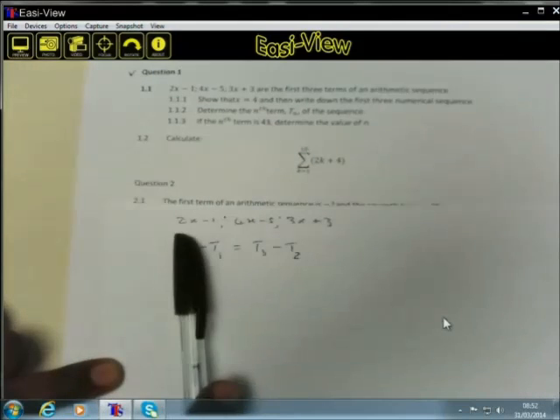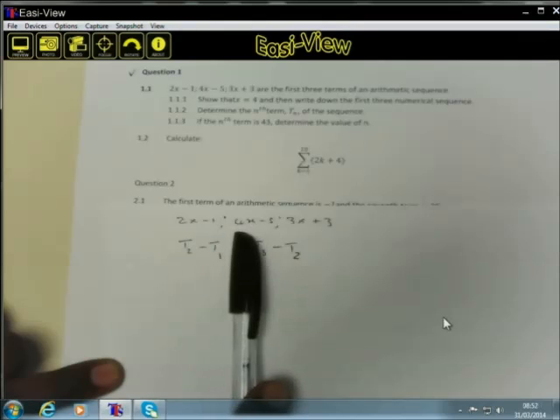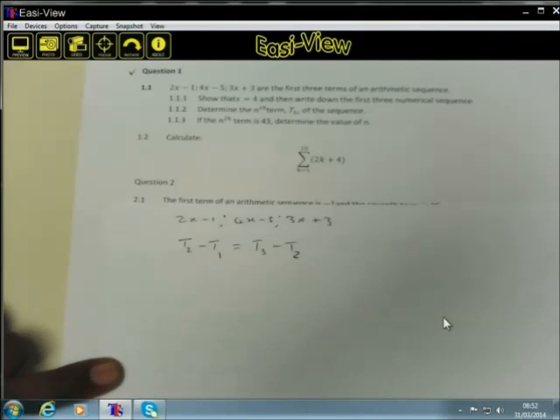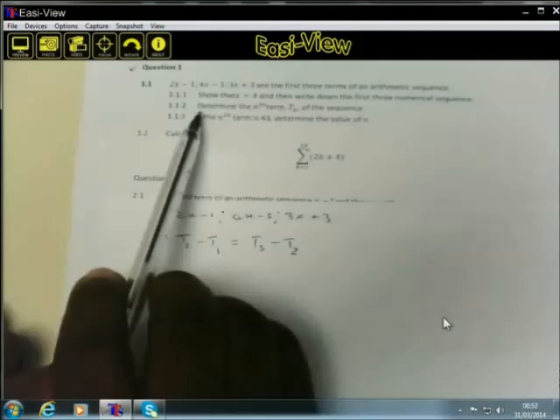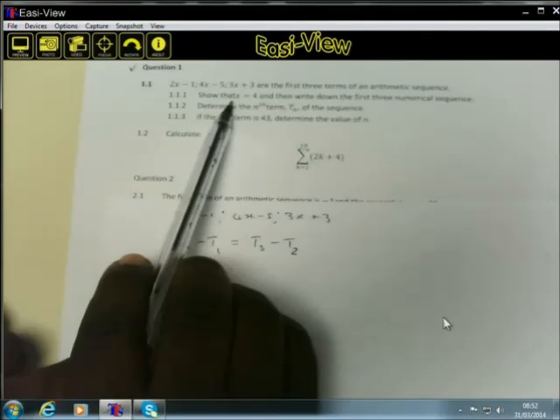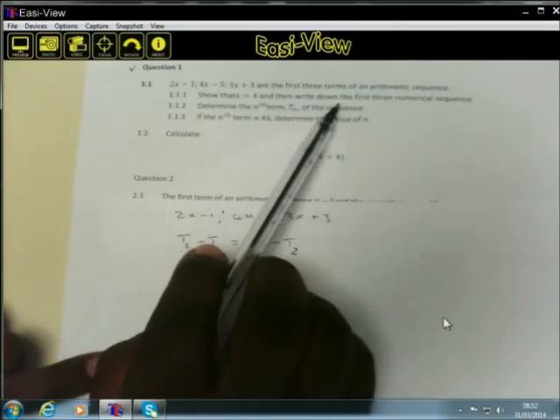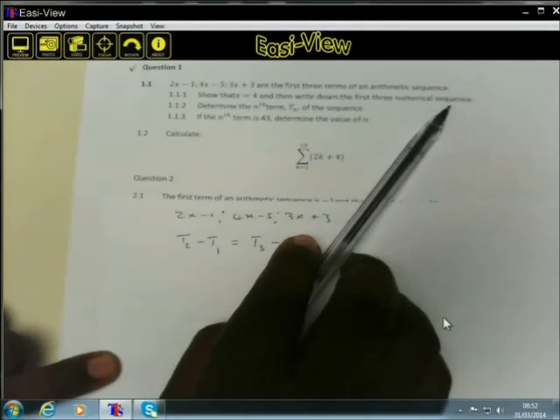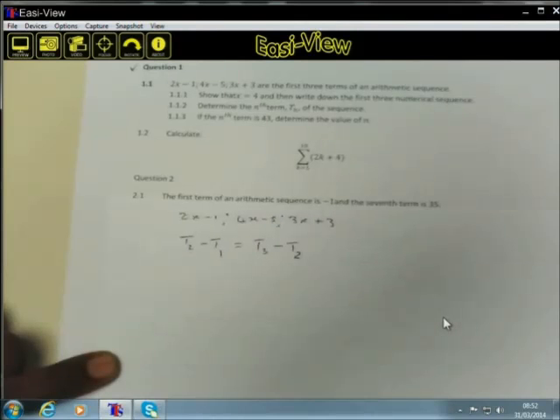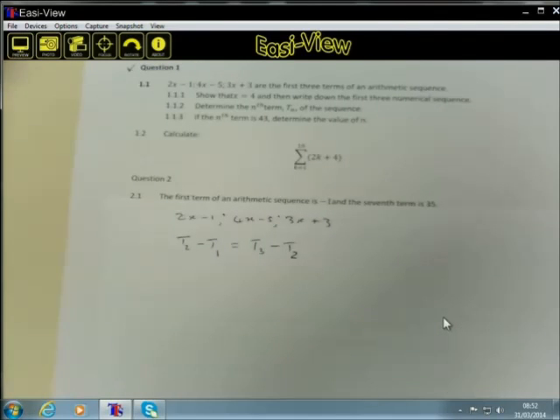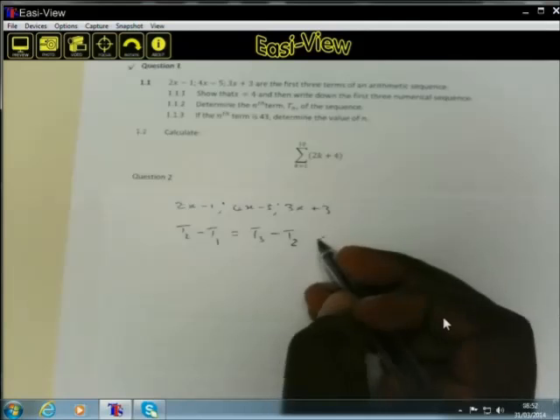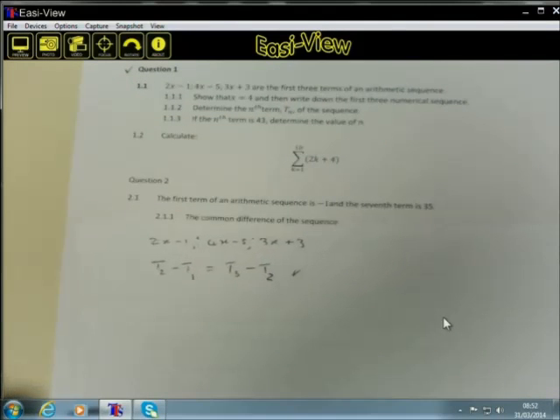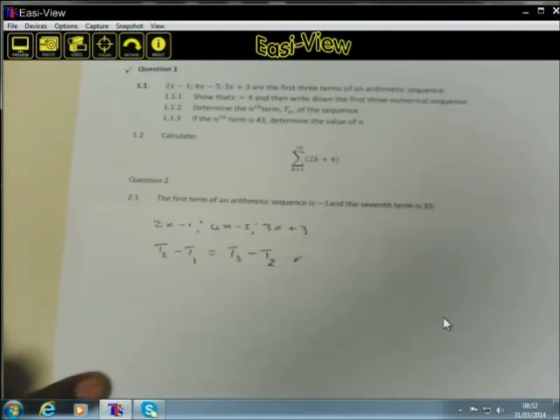Now let me write down the terms of the sequence. So we have 2x minus 1, 4x minus 5, and 3x plus 3, which are terms of the sequence. Looking at the first question there, they say show that x equals 4 and then write down the first 3 numerical terms of the sequence. So you already know this. Because the sequence is arithmetic, you will do what you have to do. But I'm going to leave this exercise for you to do as we go out for a 10 minute break.